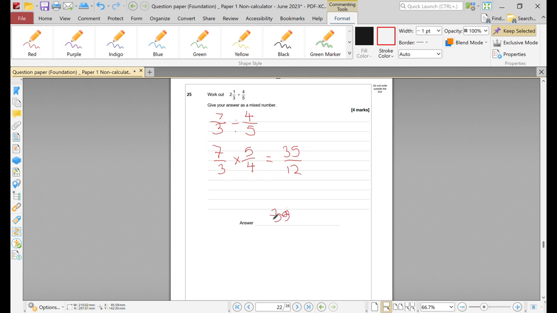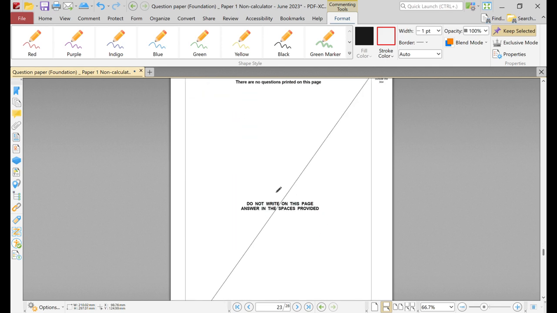Give it as a mixed number. Okay, so they don't want 35 out of 12. Well, you've got 2 and 11 out of 12, because these are equivalent. Because 2 and 12 out of 12 would be 36 over 12. So it's 2 and 11 out of 12. And that's it.